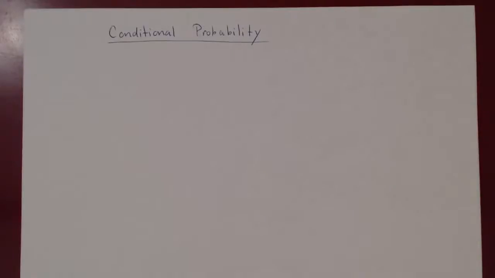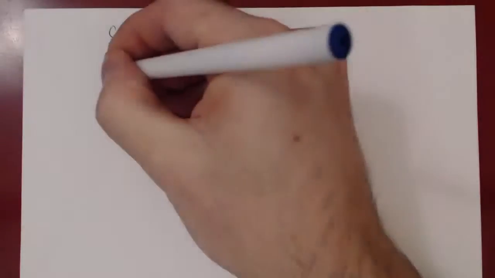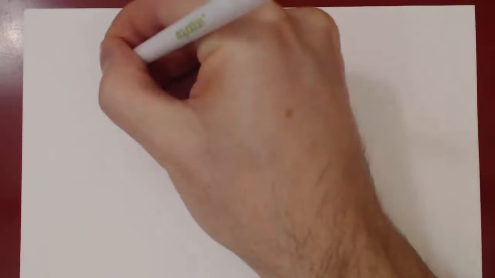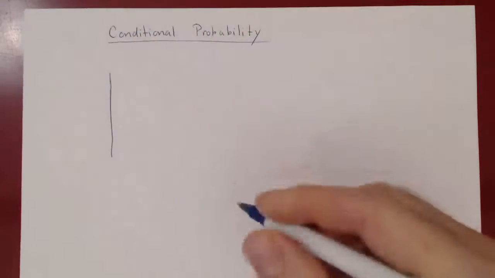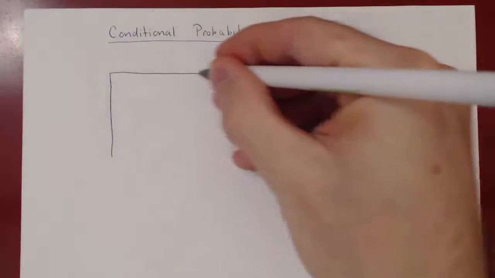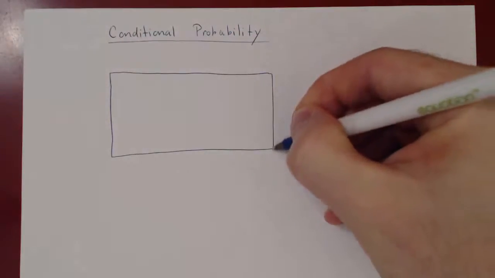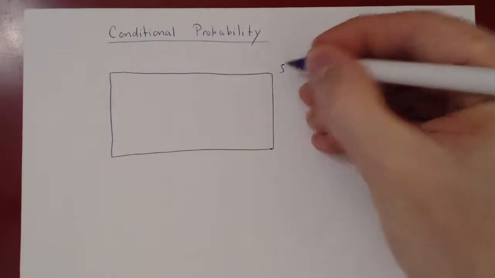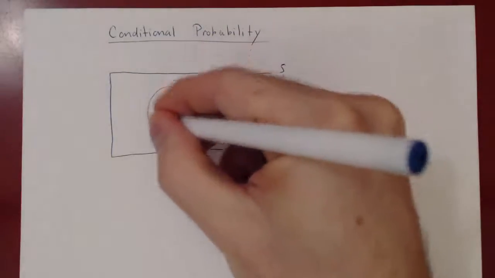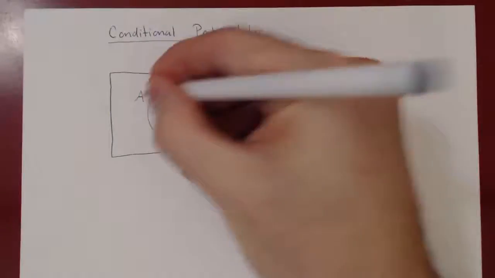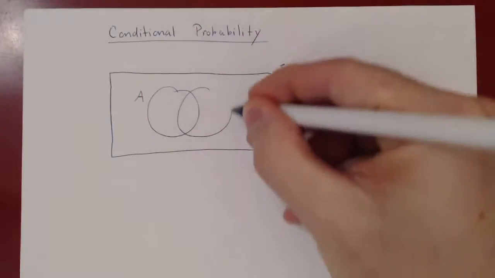Okay, so this is the last topic in probability, and it's called conditional probability. So what is this about? Consider a Venn diagram. Suppose the sample space is S, and we have two events, event A and event B.